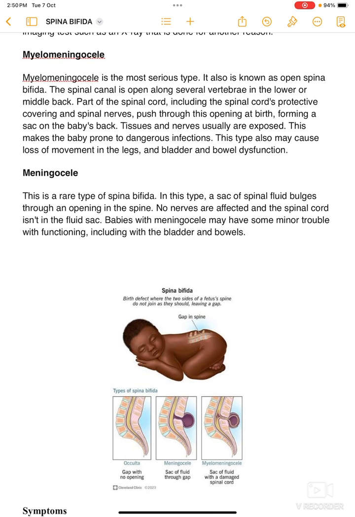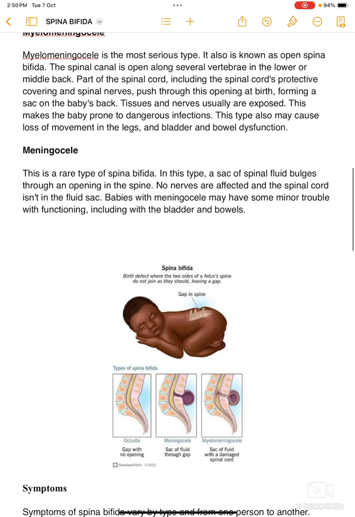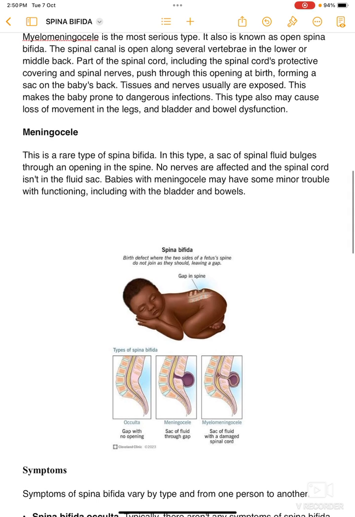Tissue and nerves are exposed here, due to which the baby is very prone to dangerous infection. This type may cause loss of movement in the legs and bladder and bowel dysfunction.